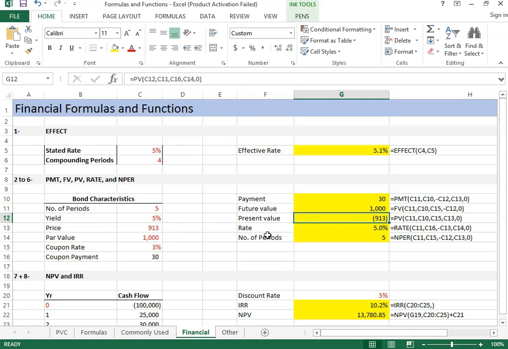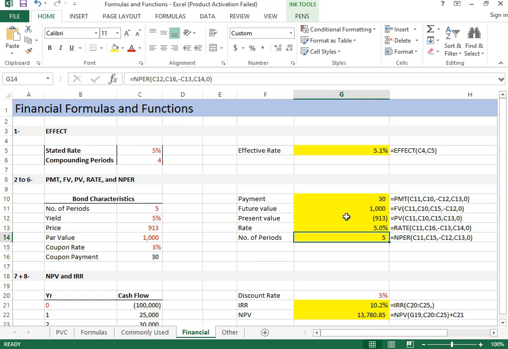Now let's say that you need present value, price. So you use the formula equals to PV. If you need rate, you use the formula equal to RATE and give all other values. If you need periods, you use the formula equals to NPER. So whatever you need, you use that formula and you calculate the rest.